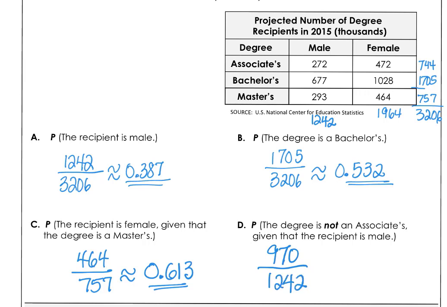Our probability the degree is not an associate's, given that the recipient was a male, is about 78.1%.